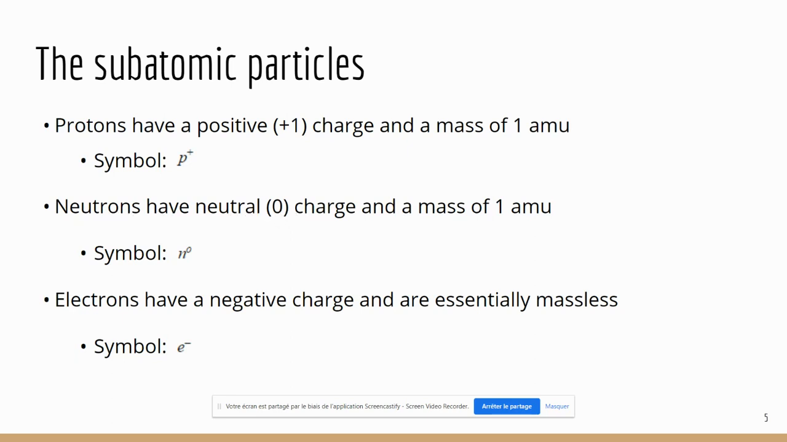And then neutrons have a neutral charge and a mass of 1 AMU. And electrons have a negative charge and are essentially massless. They do have some mass, but it is about 1/10,000th of that of a proton or neutron. So we can consider them to be massless, even though they do have some mass to them.